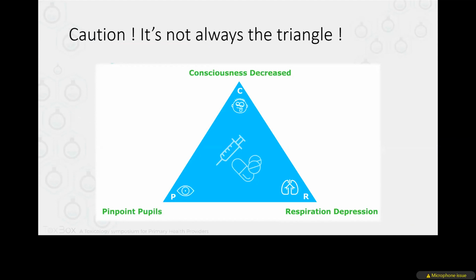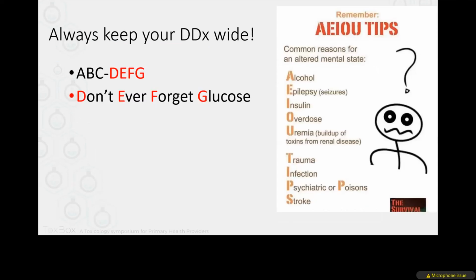There are some medications that actually don't have the triangle. For example, clonidine is an opioid mimic, but it can also cause miosis. Now, always keep your differential wide. Keep in mind the AEIOU TIPS, which is the differential diagnosis of altered mental status. And I always like this phrase, ABCDEFG in toxicology, where ABC is the supportive management, and then don't ever forget glucose. You will be surprised by the amount of toxic medications that can alter your glucose.